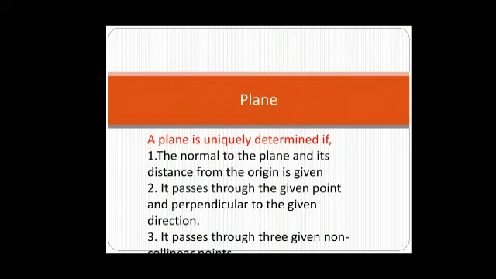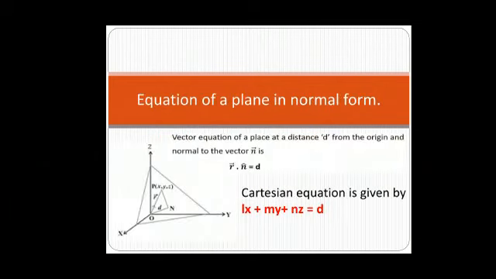The plane is uniquely determined if the normal to the plane and its distance from the origin is given. Second, it passes through the given point and is perpendicular to the given direction. And third, it passes through three given non-collinear points. Now let us see the equation of plane in normal form. You can see in the figure that we are considering an arbitrary point x, y, z with position vector r, and d is the distance of the plane.